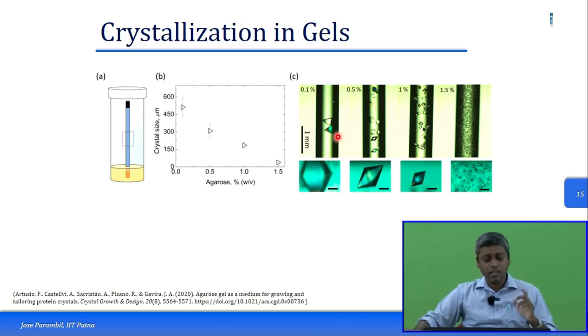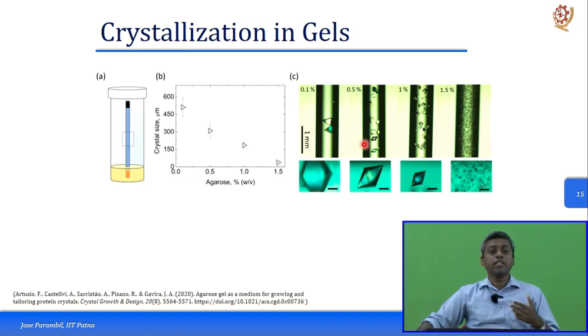And by changing the concentration of the gel, how much agarose is there, you can change the diffusion rates. You can use that to manipulate the growth rate or the nucleation rates. For example, in this case, by changing the agarose concentration in the gel, you could produce very large crystals or very small crystals and so on.